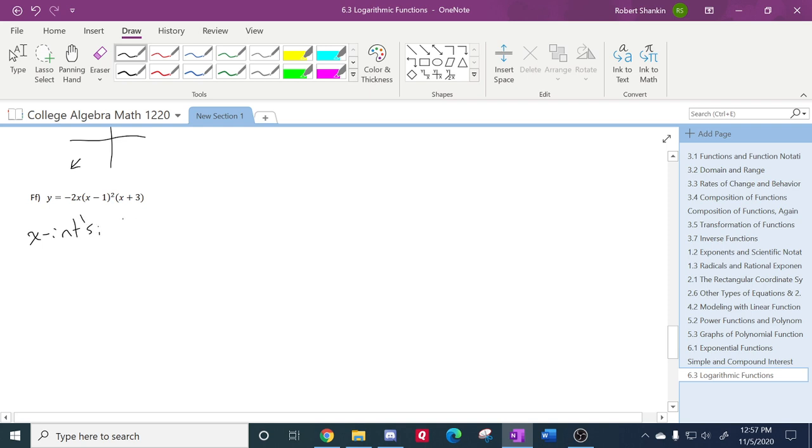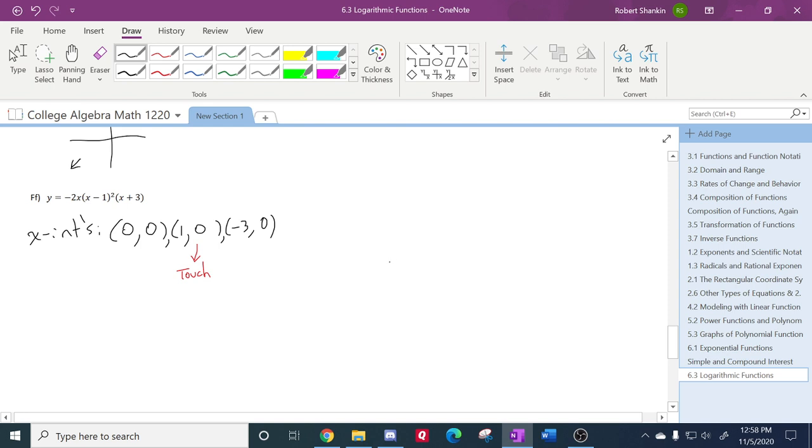X-intercepts: 0, 1, and -3. All of those will force the y to be 0. And this one, though, is special. It's going to touch, because that 0 is of multiplicity 2, even multiplicity, and it's going to just touch the x-axis. The other two are going to cross.